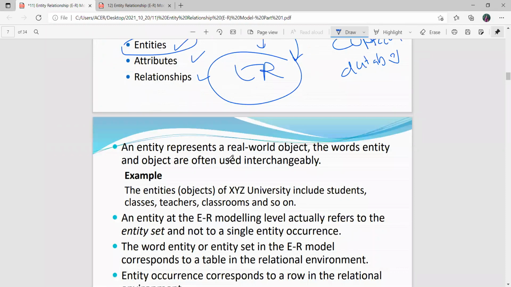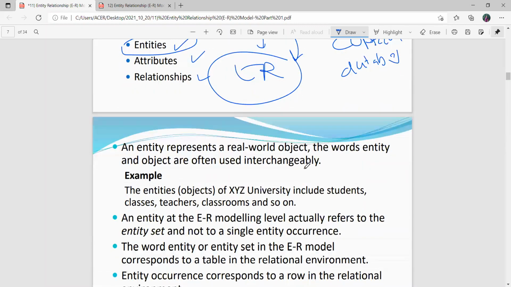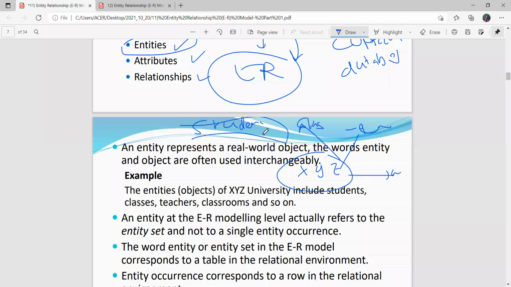Simply, an entity represents a real world object. That means any place, any person, anything, we can categorize as an entity. As an example, let's take this XYZ university. This university consists of students, classes, teachers and classrooms. We can take these components as the entities of this XYZ university.